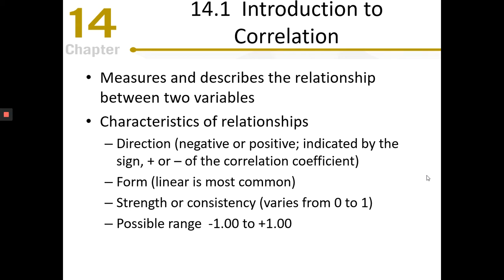And then negative, which is indicated by a negative sign in front of the number, means as one thing goes up, the other thing goes down. So I'm guessing that the number of hard liquor drinks that you drink the night that you're studying for an exam is probably negatively correlated with the grade you get on the exam. If you correlate the number of those drinks with the grade on the exam the next morning, I'm guessing there's probably going to be a negative correlation.